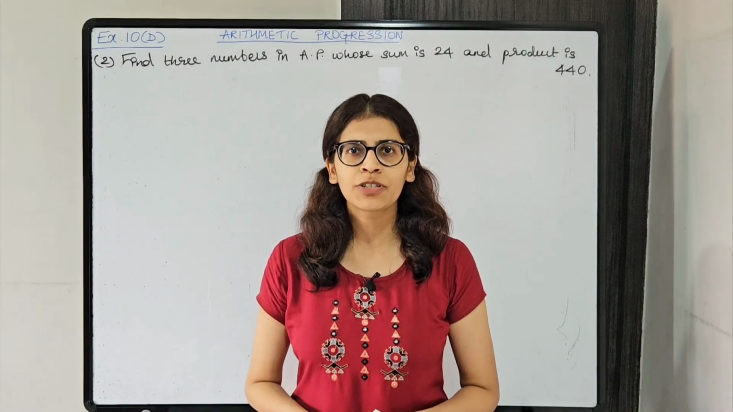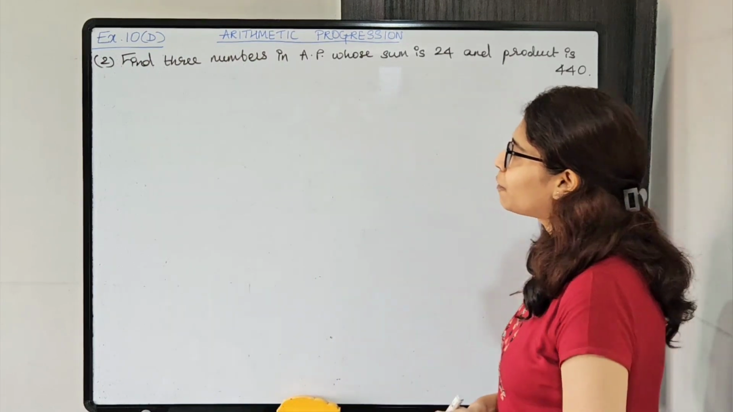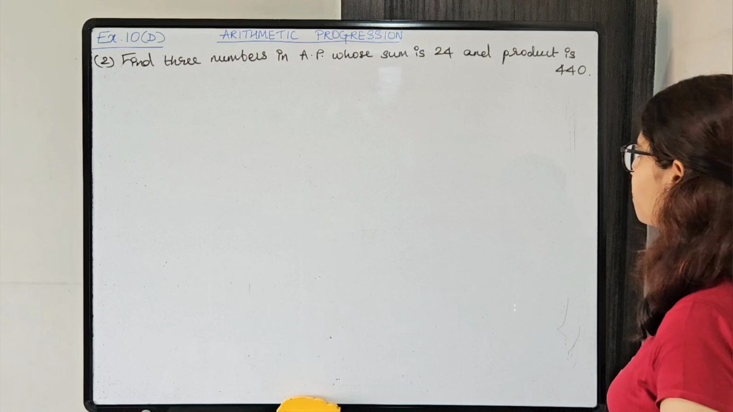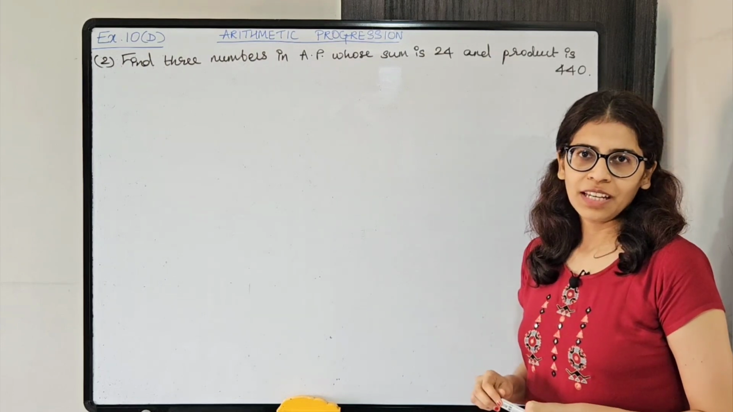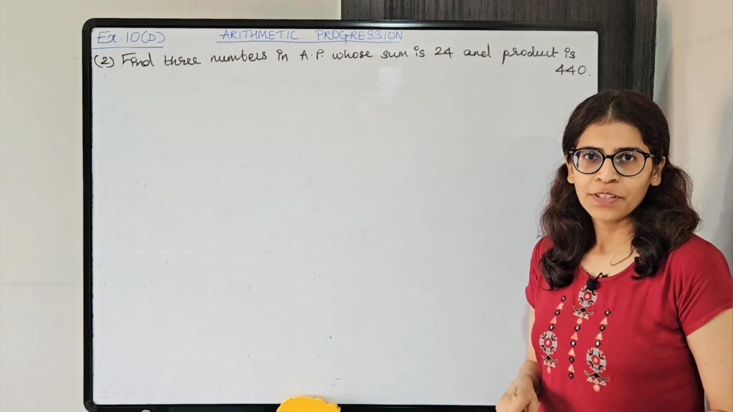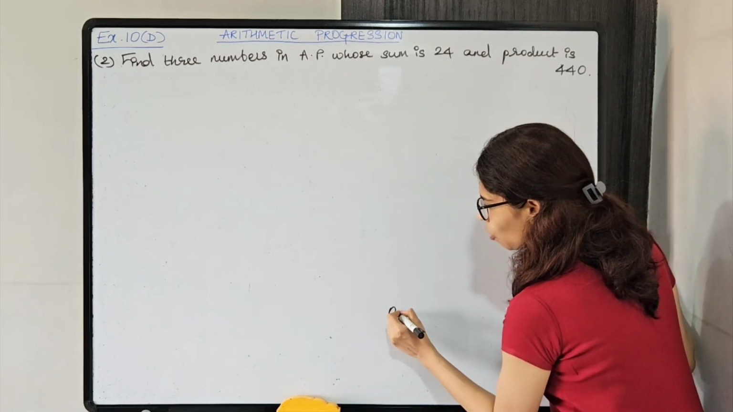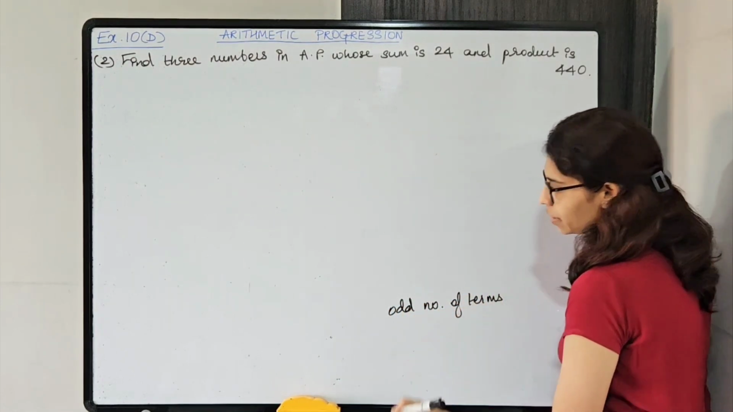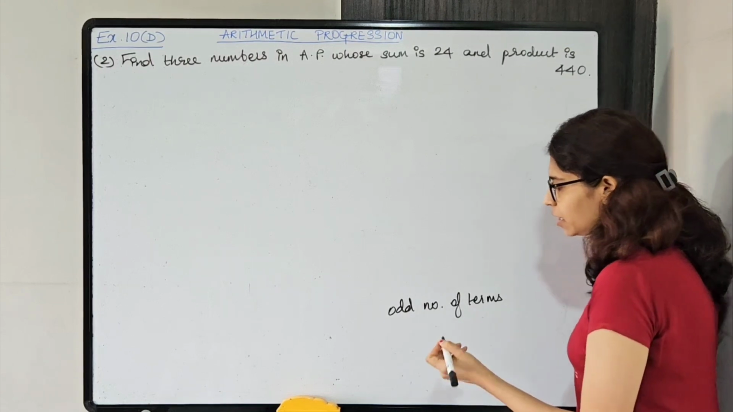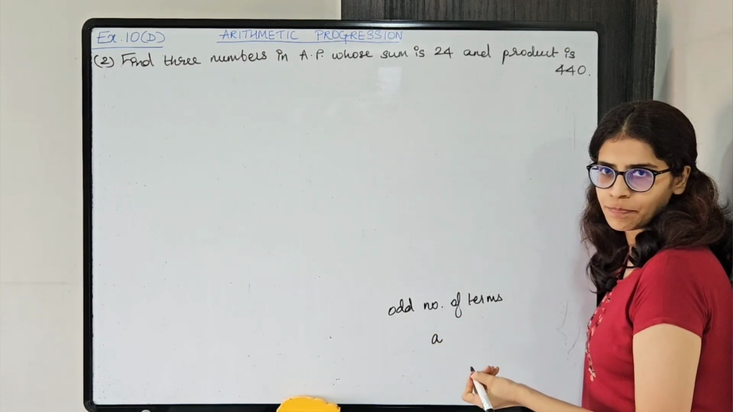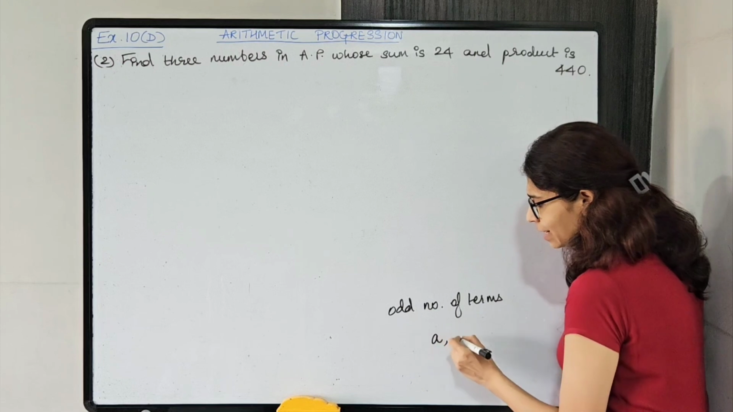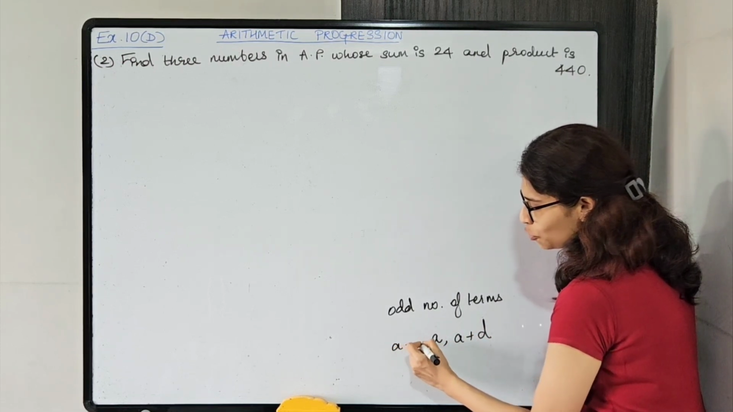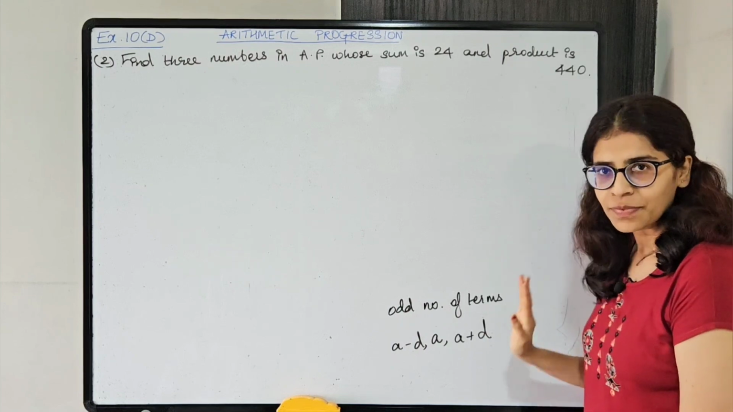Let's read the next question. Question number 2. Find 3 numbers in AP whose sum is 24 and product is 440. 3 terms in AP hai, that is odd number of terms are there. So whenever you are told that there are odd number of terms in the AP, then middle term jo hoga, that will be a. After that, on the right hand side you will add the common difference, left hand side subtract the common difference. Easy.